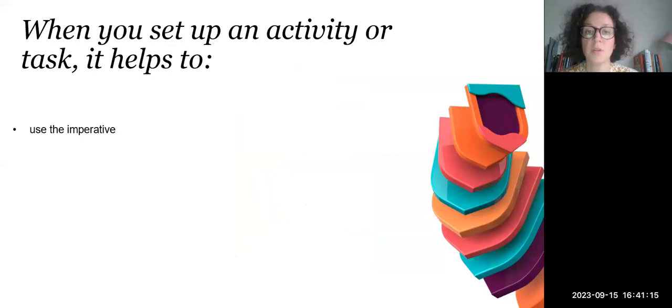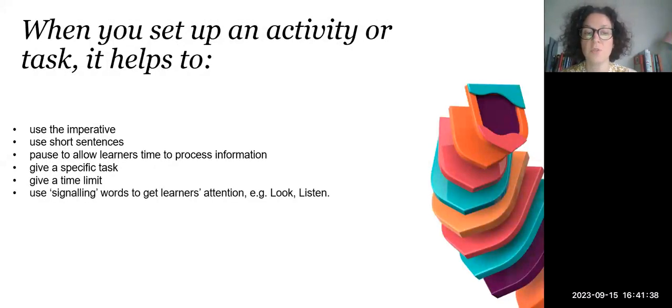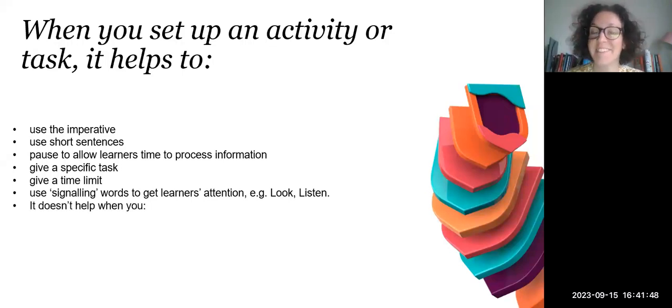And when you set up any activity, make sure that you use the imperative, like you tell students what to do, and there is a call to action. Use short sentences. Pause to allow learners time to process information. Give a specific task. Give a time limit. Use signaling words to get learners' attention, like look, listen, macaroni cheese, everybody freeze.